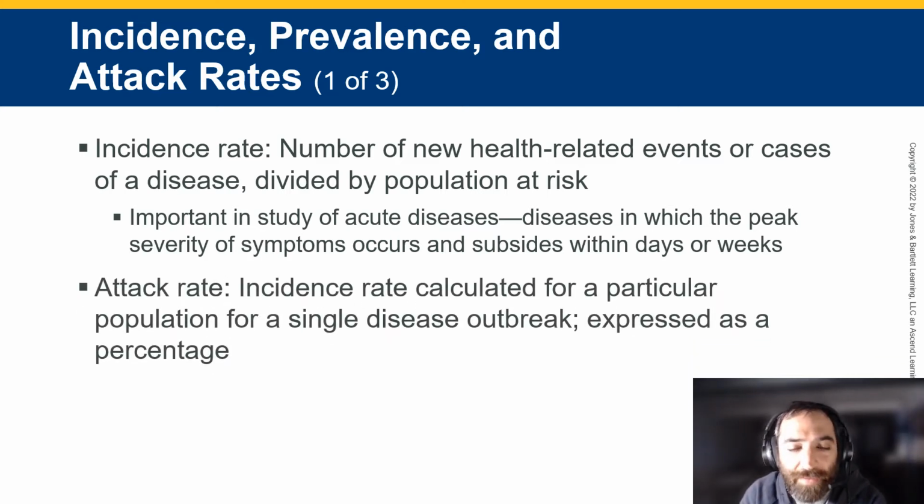The attack rate is different from the incident rate because it is calculated for a particular population of a single disease outbreak. Okay, so let's say that there's a plane that takes off from New York City and goes to Philadelphia, and in that plane, half of the people come down with a virus, right? So that would be an attack rate, because you would look at how many people were on the plane. Well, there were 100, and then how many people got the disease? Well, there were 50 of them, so now the attack rate is 50%.